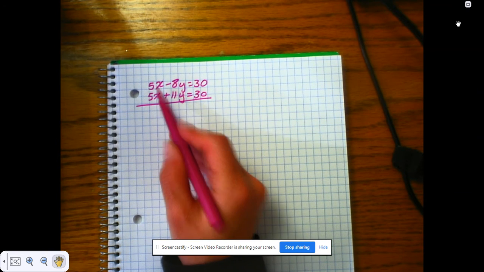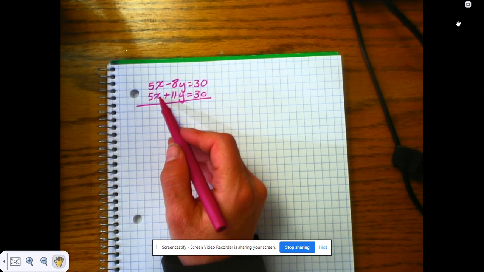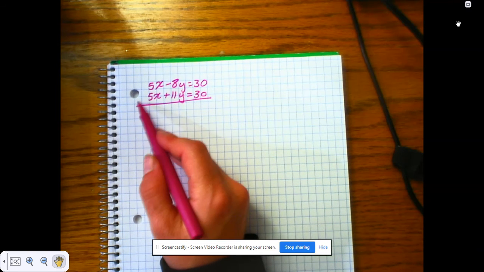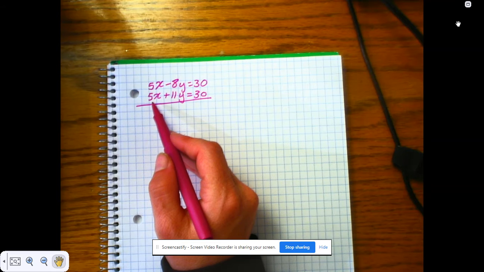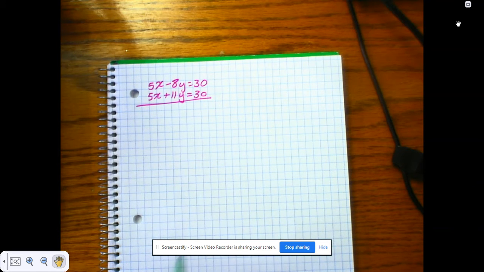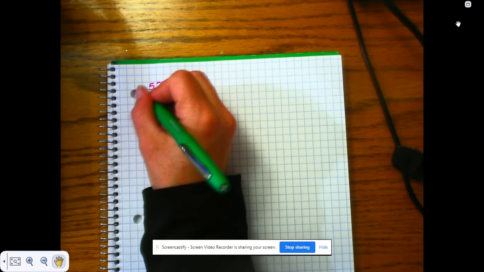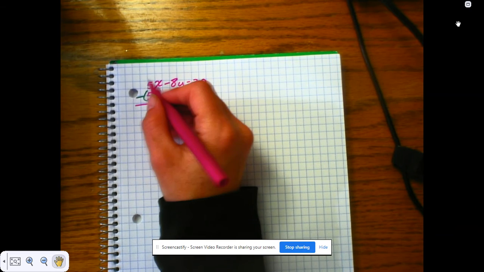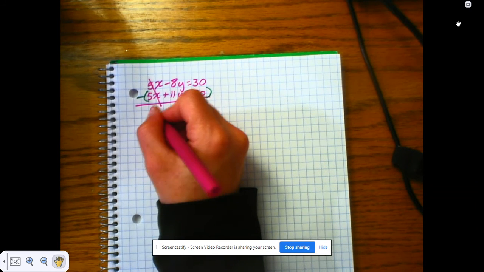So what I do is I look here and I say, oh my, they both have 5x. Well, if I add that together, 5x plus 5x would be 10x. It won't eliminate. But if I do 5x minus 5x, they will eliminate from each other because 5x minus 5x is 0x. So it is eliminated.